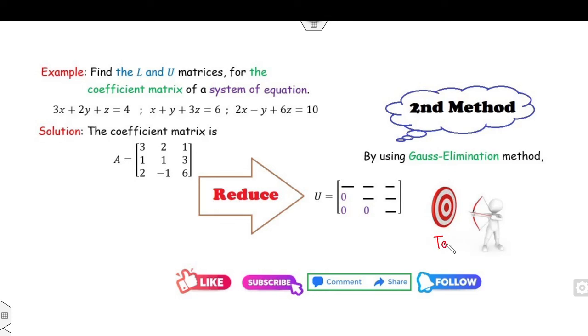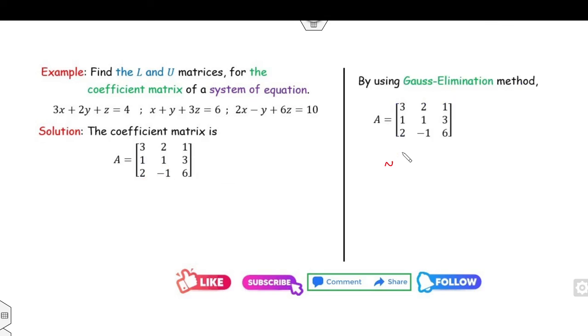What is your target? Your target is to write this matrix A into the upper triangular matrix. That means your target is to make this value a 0 and this value a 0. So let's start with this one. How can you make the first value a 0? You can operate R2 minus R2 divided by R1. Similarly, for R3, you can make it R3 minus 2 over 3 R1.